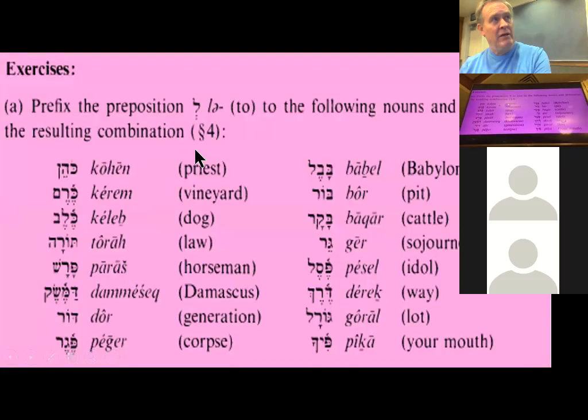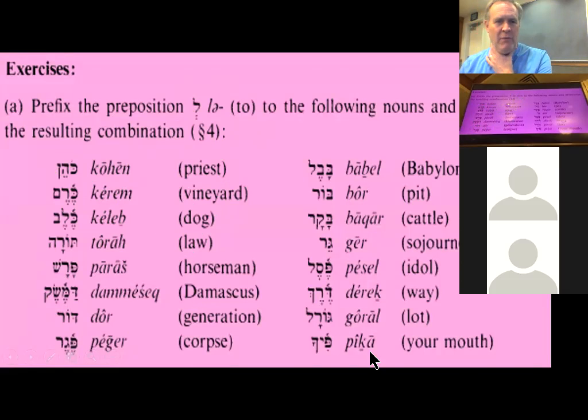So on these, with each one of these, we put the word la in front, which means to. So kohen is the word for a priest. And then if we said to the priest, you'd put la kohen. And kerem is the vineyard, and kelev, the dog, etc. When you put la in front, it didn't change much, I thought.